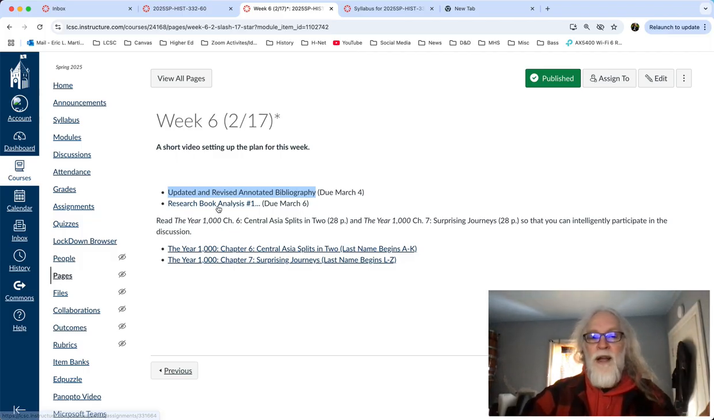Research, book analysis. This is the book analysis on your first book from your own project. It's due March 6th. That means that you should have it read and have written an analysis on it by March 6th. We probably should talk about that book soon, just to make sure that we're both on the same page, that that's a reasonable book. I have these up here as reminders that these are things coming up.